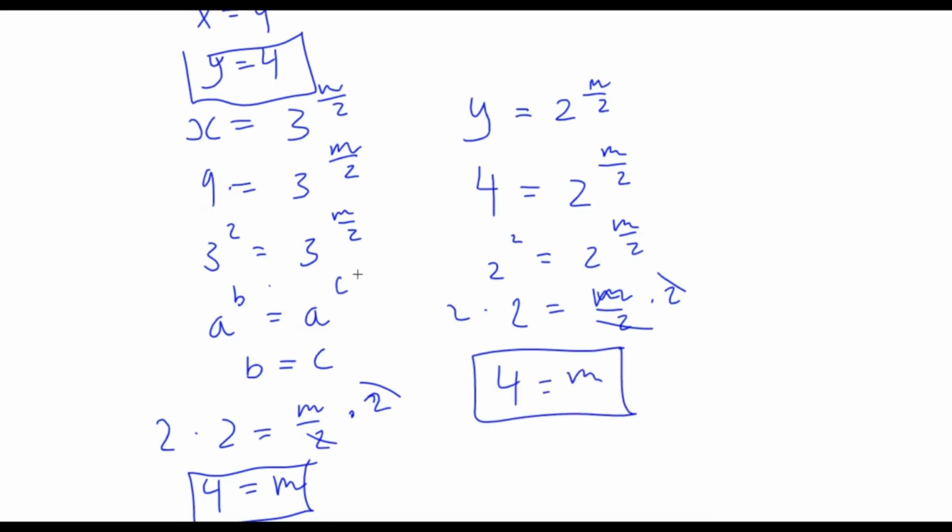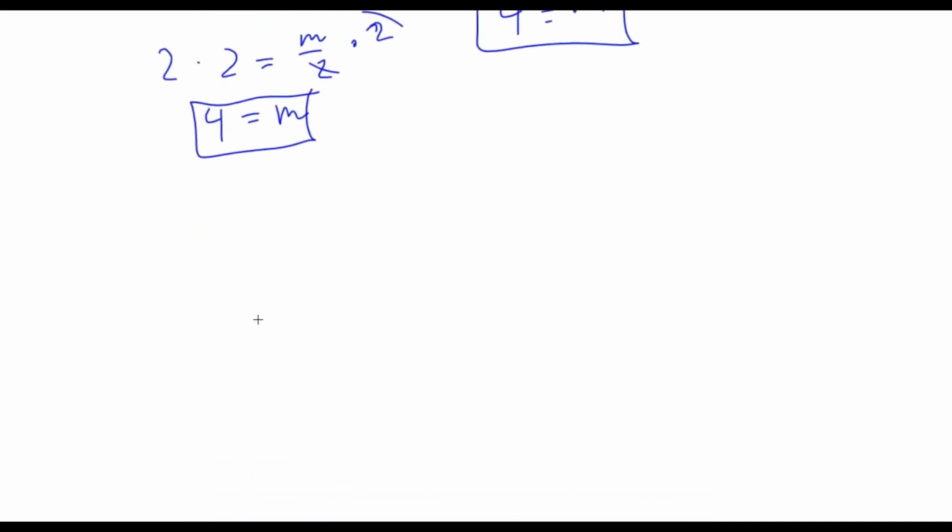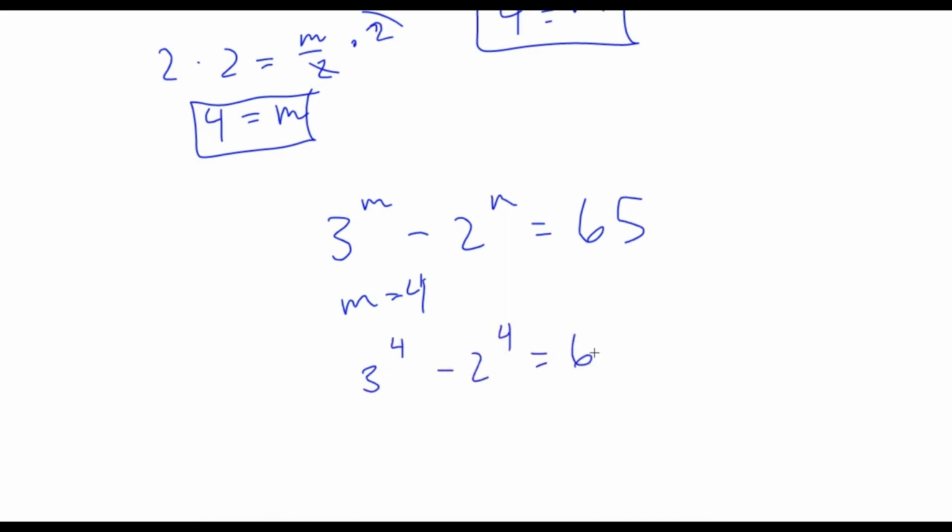So now that we have our value for m, let's go ahead and plug it into the original equation to see if it's right. So remember, our original equation was 3 to the power of m minus 2 to the power of m is equal to 65. Now, m is equal to 4. So if I plug in 4 for m, I get 3 to the power of 4 minus 2 to the power of 4 is equal to 65.